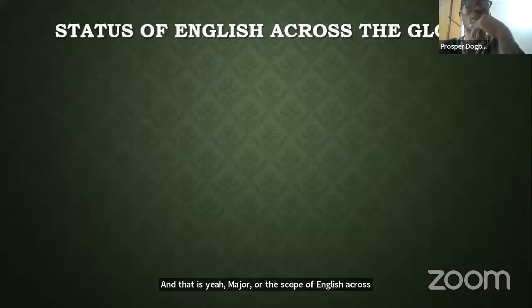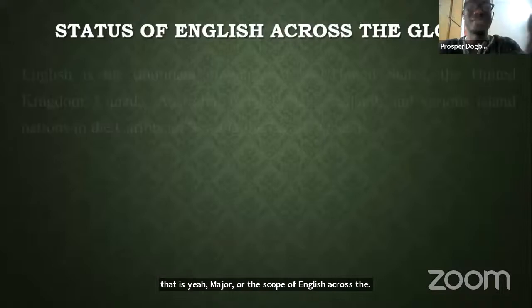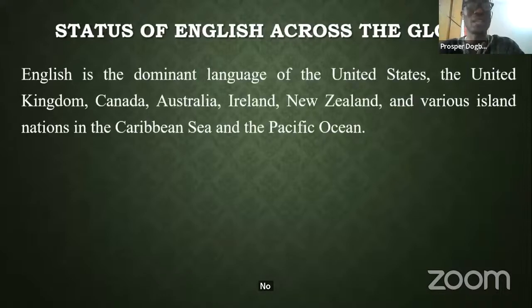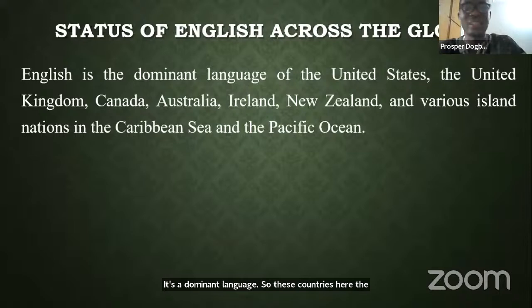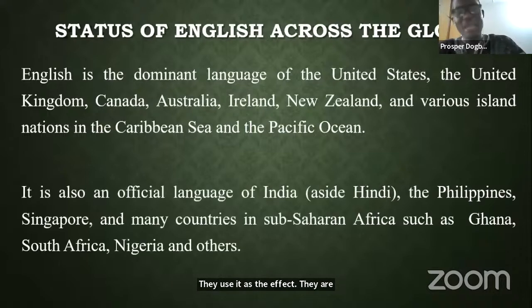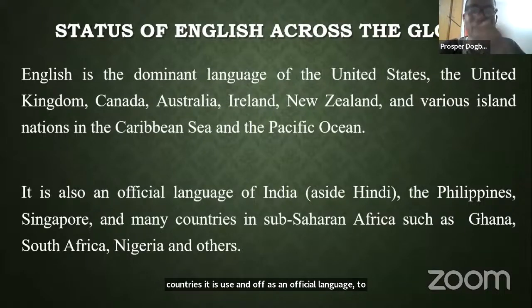Now, what is its status? So as I have already indicated, it's a dominant language. So these countries here, the United States, UK, Canada, Australia, and others, they use it as their native language. Then in other countries, it is used as an official language. So that's the second category of people. Talk of India, the Philippines, Singapore, and some other countries that are in Africa.